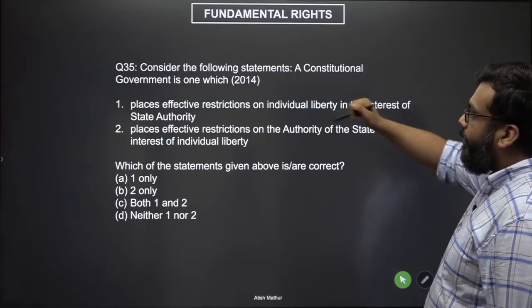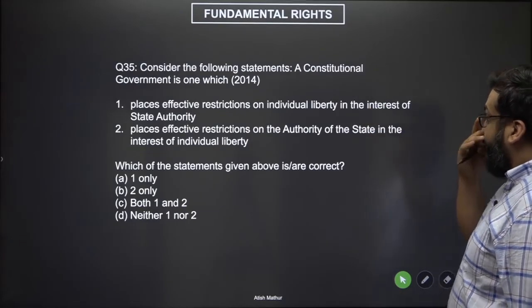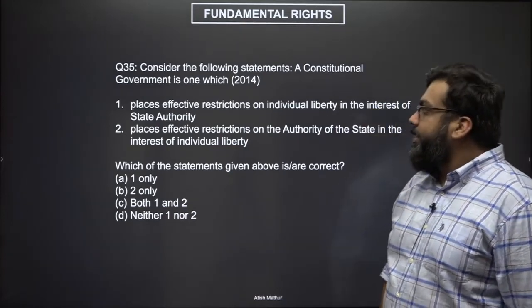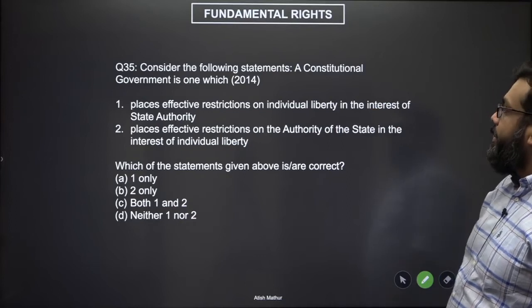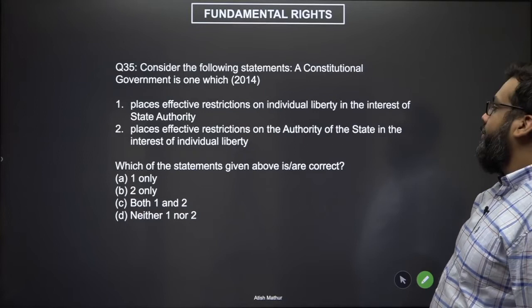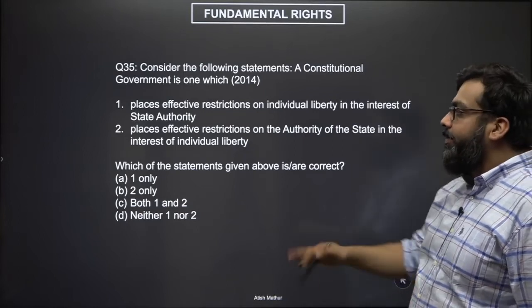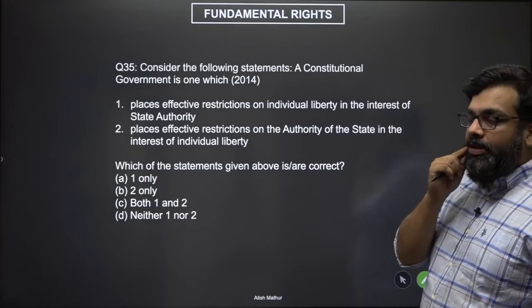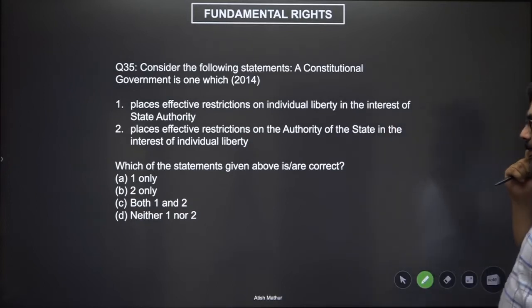Now, consider the following statements. A constitutional government is one: one, places effective restrictions on individual liberty in the interest of state authority; two, places effective restrictions on authority of the state in the interest of individual liberty. Both are contradictory, which means both cannot be correct at any given point of time.